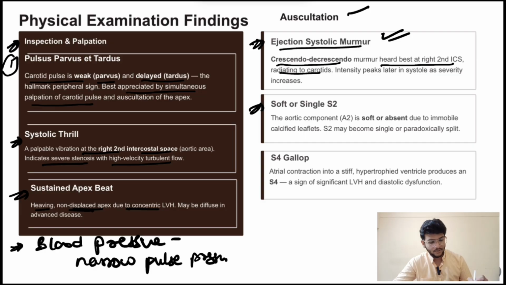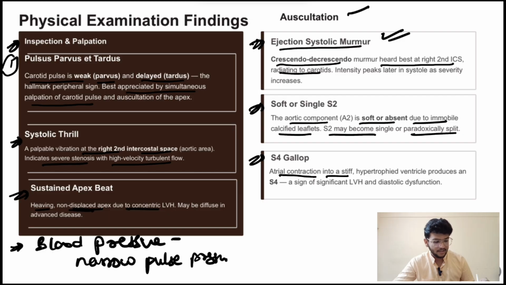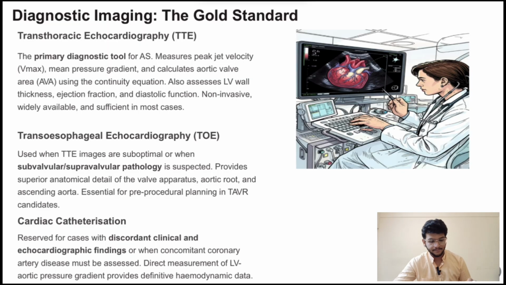Soft or single S2: the aortic component A2 is soft or absent due to immobile calcified leaflets of the aortic valve. S2 may become single, or paradoxical splitting of S2 occurs. S4 gallop is also seen, where atrial contraction into the stiff hypertrophic ventricle produces S4, a sign of significant LVH and diastolic dysfunction.